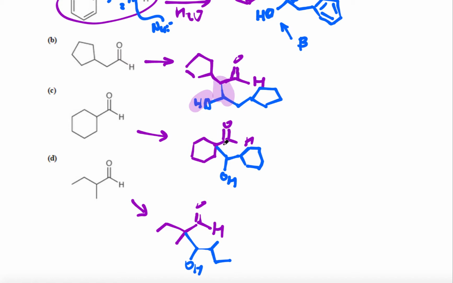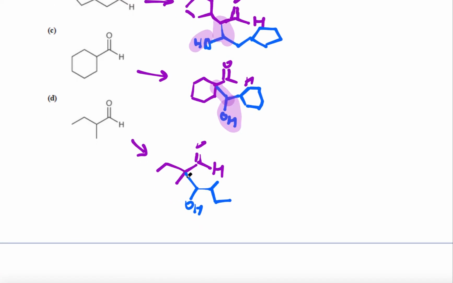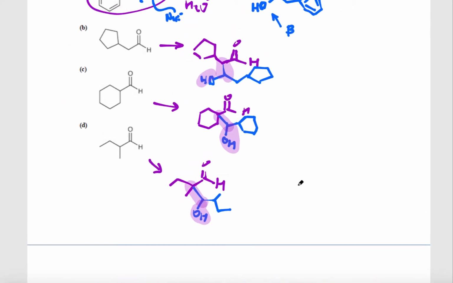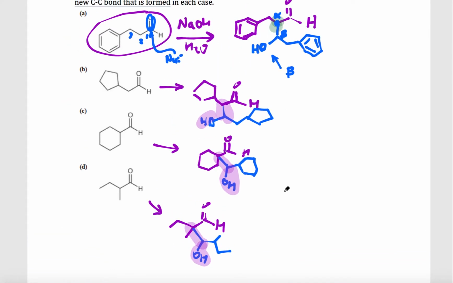Then over here, same thing. So new bond, alpha, beta to the original carbonyl, and I have a beta hydroxy group and the rest of the aldehyde. And here as well, alpha is here, beta here, that's my new bond, connecting the two molecules together, and a beta hydroxy. Okay, so these are called aldol addition products.